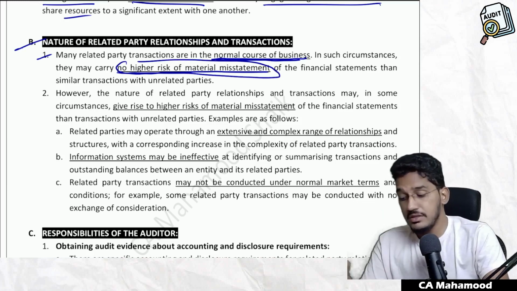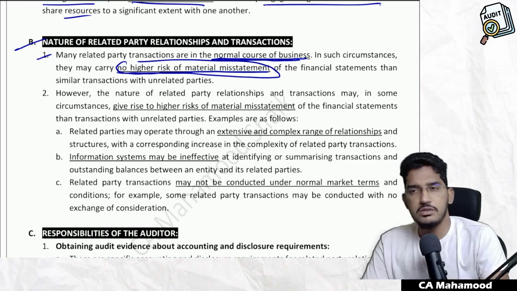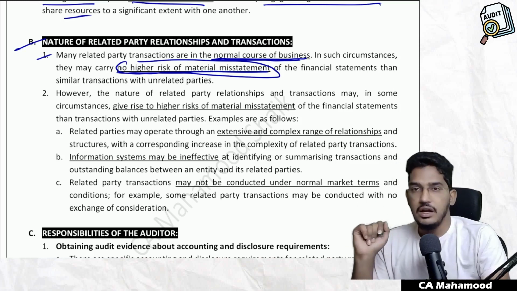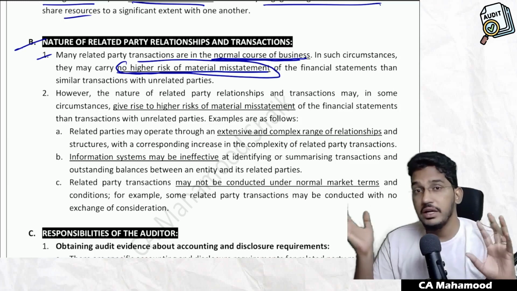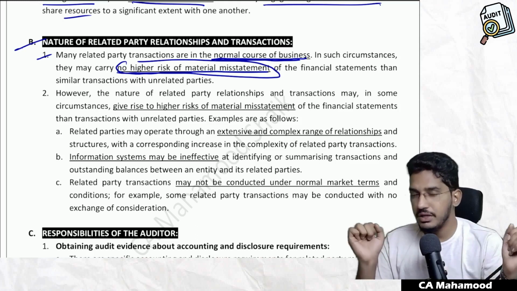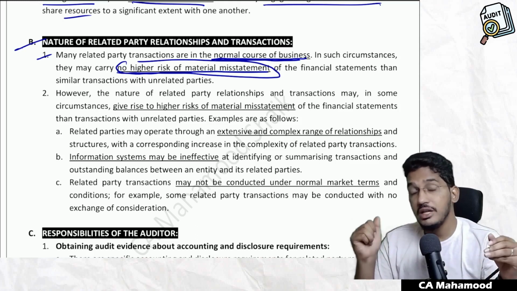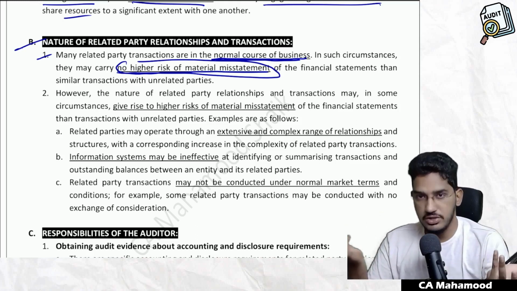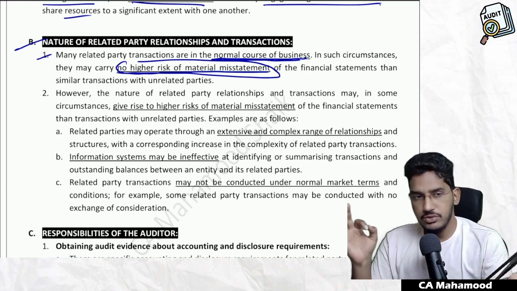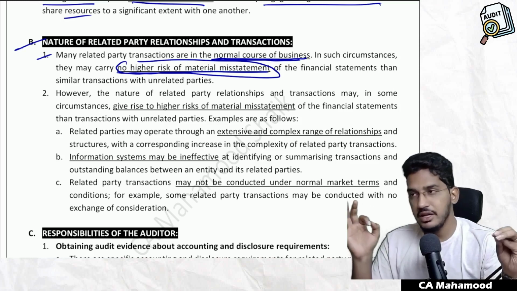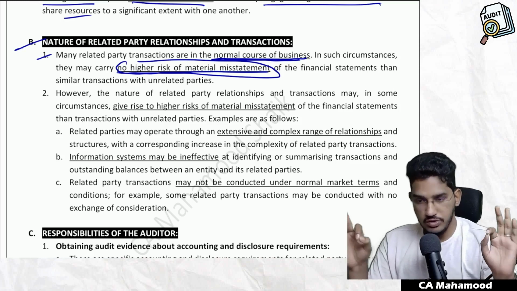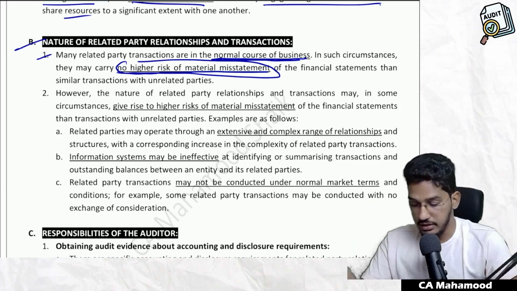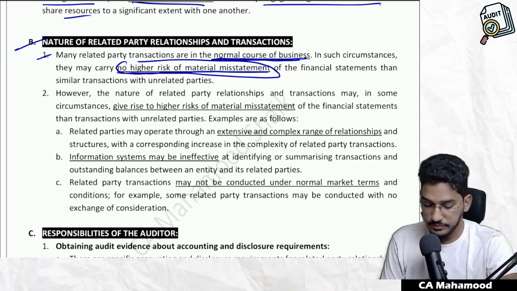Sir, in which circumstances will related parties carry high risk? Obviously, when the terms and conditions are not as per normal course of business. Like you are giving a huge discount to the related party, or you are operating the related parties through a complex chain of relationships, or you are doing transactions with the related parties without consideration. In one simple line, if the terms and conditions of the transactions with related parties are not as per normal course of business, then the risk will be higher. So that's what they try to say here.